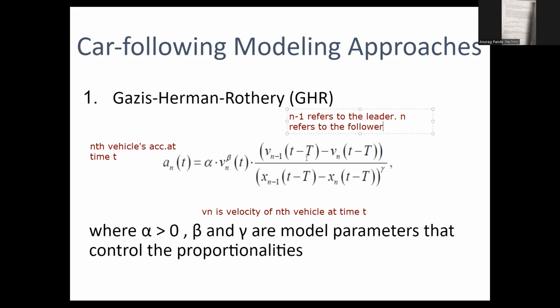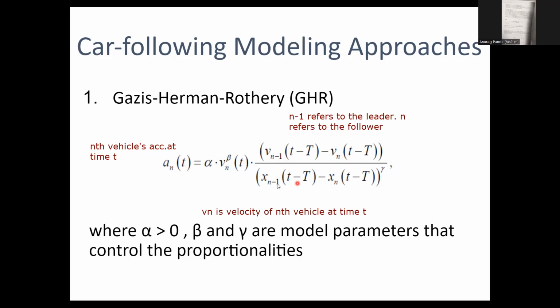So can you tell me what this numerator is referring to? What is V_(n-1) minus V_n referring to? Forget the part in the smaller parentheses inside. Forget about this part right here. But what do you think V_(n-1) minus V_n refers to? Yes, exactly. It's the difference in speed between the leader and the follower.